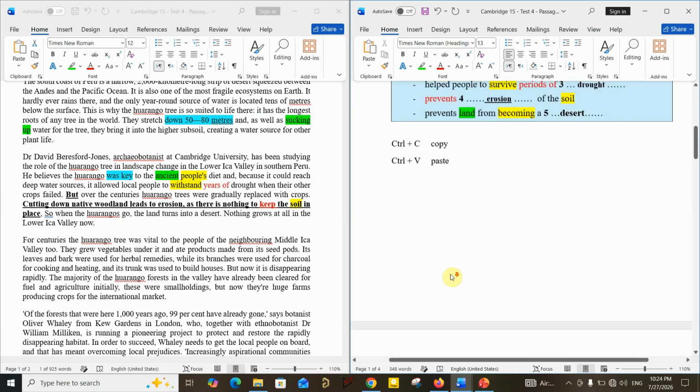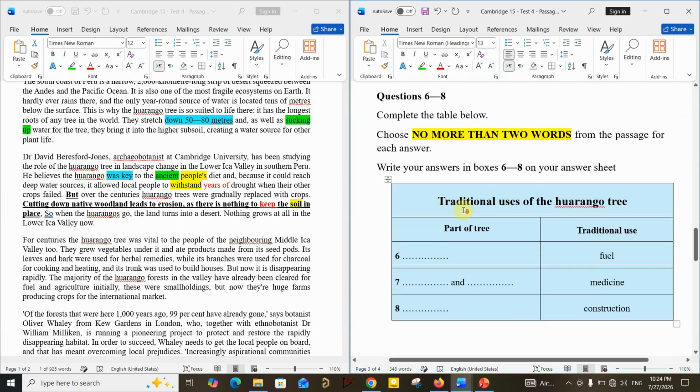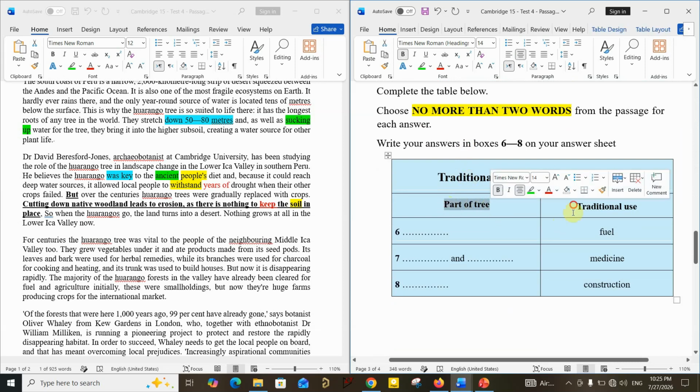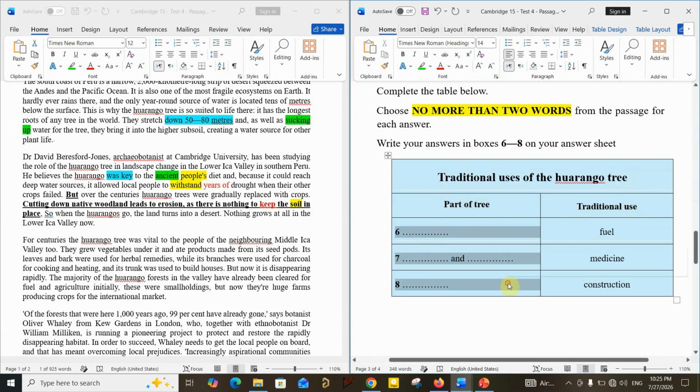So now moving forward to the next questions 6 to 8. Complete the table below. Choose no more than 2 words for each answer. Traditional uses of the Horango tree. Traditional uses, part of tree, traditional use. Be careful with the titles of these columns. Here it's a part of the tree. So you had to write down part of the tree. What are parts of the tree? This could be its leaves, maybe, or its branches. So something related to the tree must be right in here.